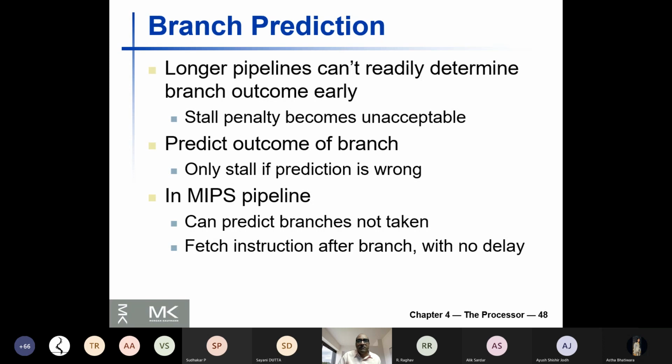When you're predicting branches, if you are correct 90% or 95% of the time, that means your prediction is true, and only 5% of the times you need to pay the penalty, right? Therefore, when going for branch prediction, we need to see the prediction accuracy. If it is high, then you can accommodate that additional hardware and additional complexity in the pipelining.